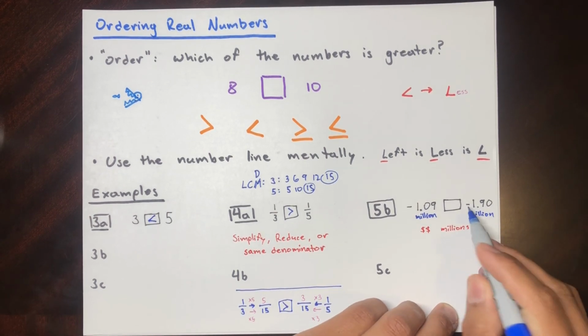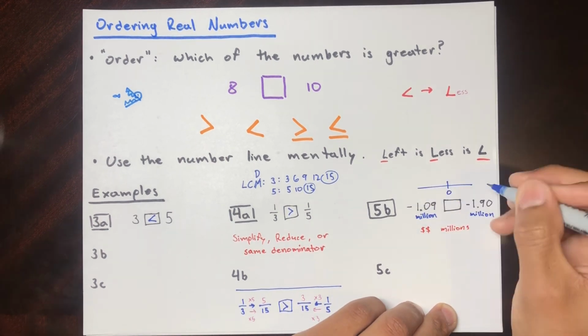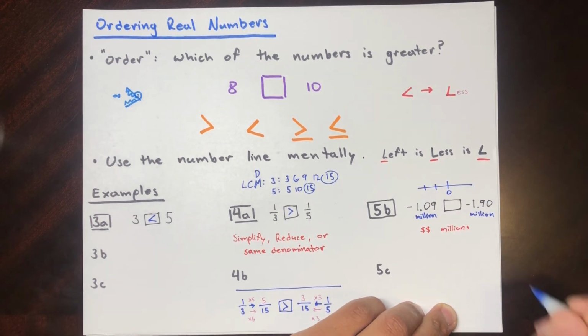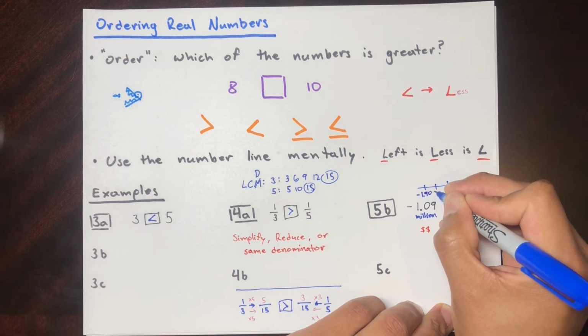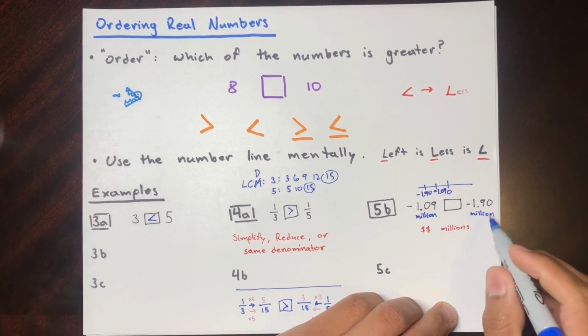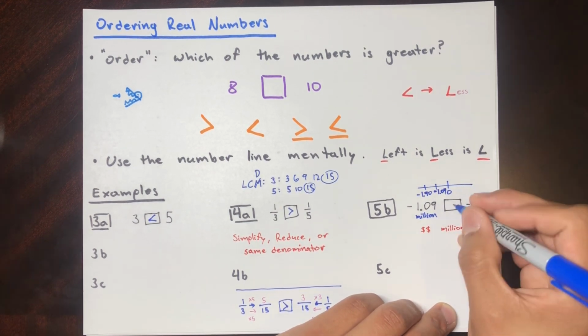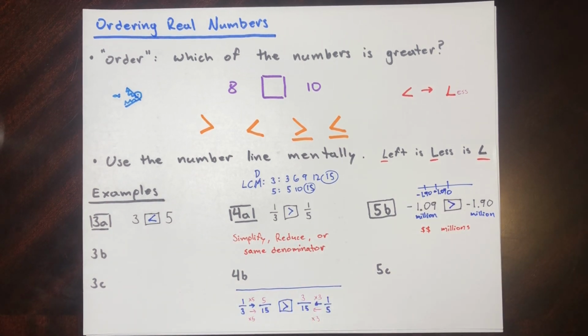Why? Because it's more negative. It's going to be more left on the number line. Okay. So if I have 0 right here, I'm going to have -1.90, and here I'm going to have -1.09. Okay. So this number is going to be less, which means that this number is greater. Okay. So I hope that doesn't confuse you too much. If you think about money, it does help a little bit, but the best thing to do would be to write it out on the number line.